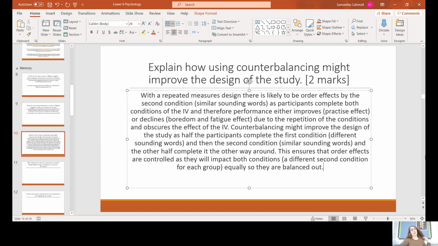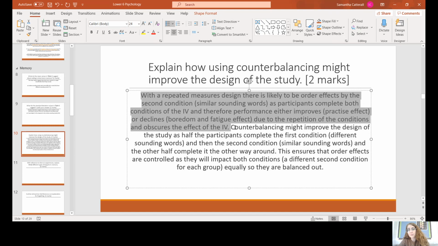So the overall answer is, with a repeated measures design, there's likely to be order effects by the second condition as participants complete both conditions of the IV and therefore performance either improves or declines due to the repetition of the conditions and obscures the effect of the IV. You probably don't actually have to go into detail about the practice, boredom and fatigue. You can literally just say order effects and it would be fine. It would get you enough marks. But this is kind of like an answer if it was requiring more marks than 2. But that whole thing there will get you 1 mark.